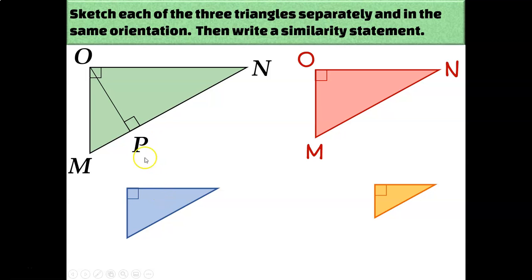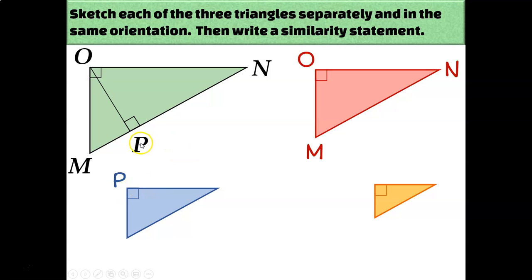Let's start with the medium triangle. That's this triangle right here. The easiest thing to start out with for labeling is which angle is the right angle. For this medium-sized triangle, P is the right angle. So I'm going to label my right angle on this diagram with a P. Then I need to figure out which vertex is which. One vertex is the end of the short leg, and one vertex is the end of the long leg.